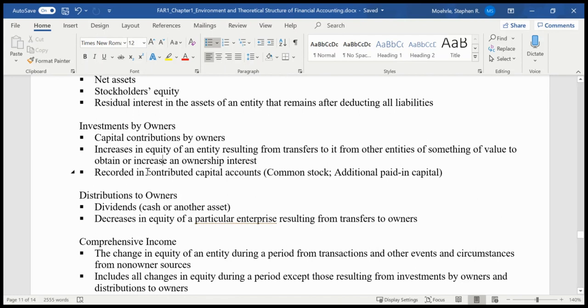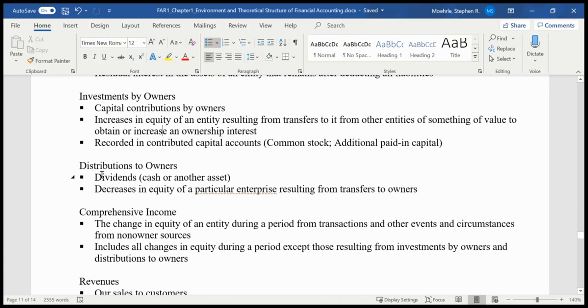Distributions to owners. These occur in the form of dividends. These are decreases in equity of the business resulting from transfers to owners. This is returning some of the capital to the owners.